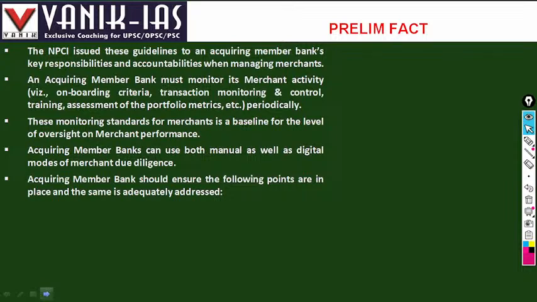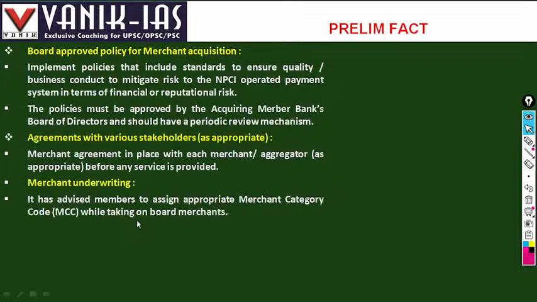Acquiring member banks can use both manual as well as digital modes of merchant due diligence. The acquiring member bank should ensure the following points are in place and adequately addressed. First, a board-approved policy for merchant acquisition. Implement policies that include standards to ensure quality business conduct to mitigate risk to the NPCI-operated payment system in terms of financial and reputational risk. There should not be any risk to the reputation of the institution.